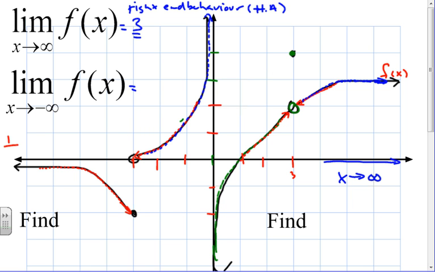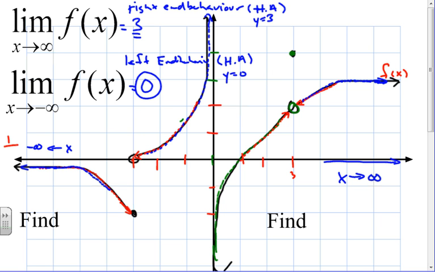We can do the same thing on the left side. This would be a left end behavior, which is also a horizontal asymptote, but it's to the left. Usually they're the same, but at times they're not. So as I go to negative infinity, because remember this is when x is going to negative infinity, we can see that it appears it's approaching 0. Okay, so the end behavior, or the horizontal asymptote, would be y equals 0, and to the right, this would be y equals 3, and those are your 2 limits.